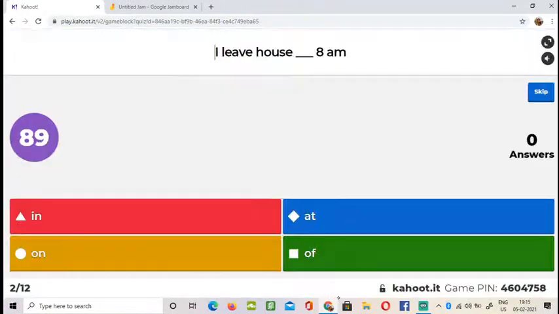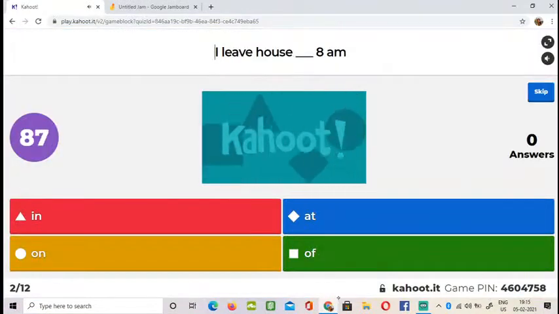I leave house dash 8 a.m. Okay. I have given you an example when we revised this. You have to use that triangle trick. Here we are mentioning a specific time. As I said in the triangle trick, we use a specific time preposition, okay? So you're having the options as in, at, on, off.